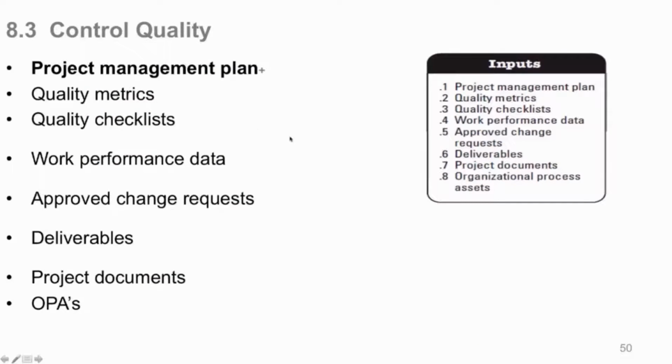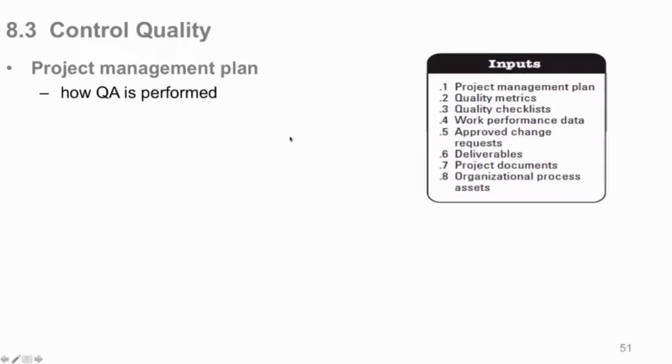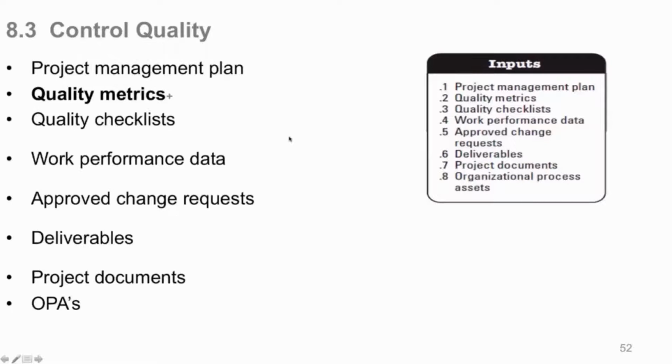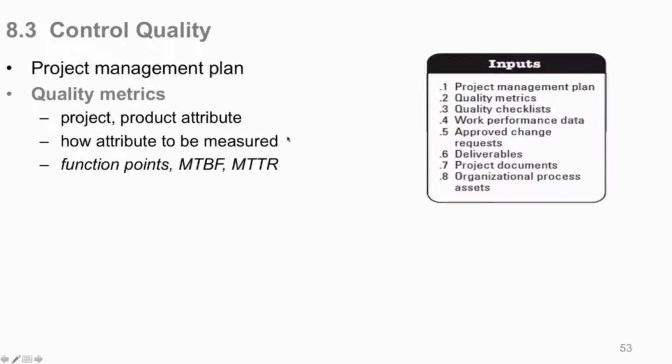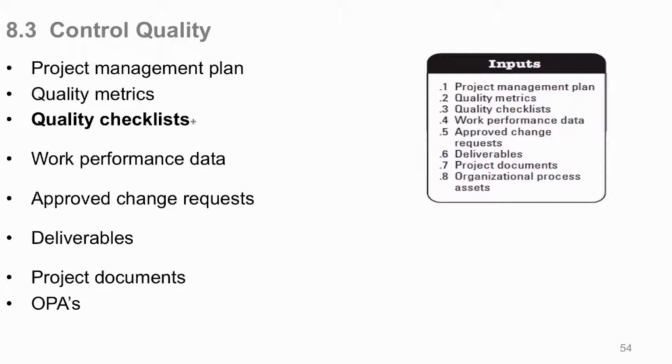So inputs: your project management plan, how quality assurance, how quality management in general is performed, your quality metrics, and most likely your product or deliverable attributes that you're going to be measuring, and how you're going to measure them. You can come up with things like function points, which they mention specifically in the PMBOK, mean time before failure, mean time to recover. All these kinds of things could be valuable to you if they apply to your project. Quality checklists.